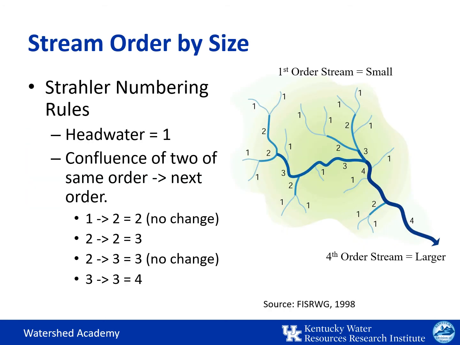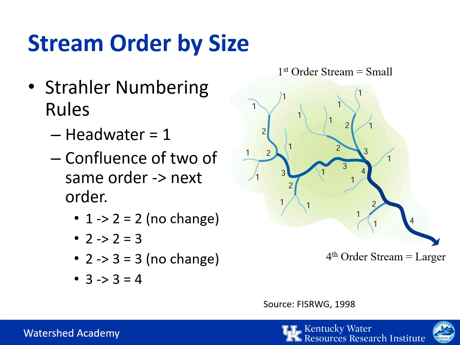Stream order classification assigns a number to a stream based on the number of tributaries contributing to its flow. Thus, it is a measure of the relative size of streams. There are different classification systems, but we're going to be looking at the Strahler stream numbering system. In this system, the smallest tributaries are referred to as first-order streams. The largest river in the world, the Amazon River, is a 12th order stream. The numbering works like this.